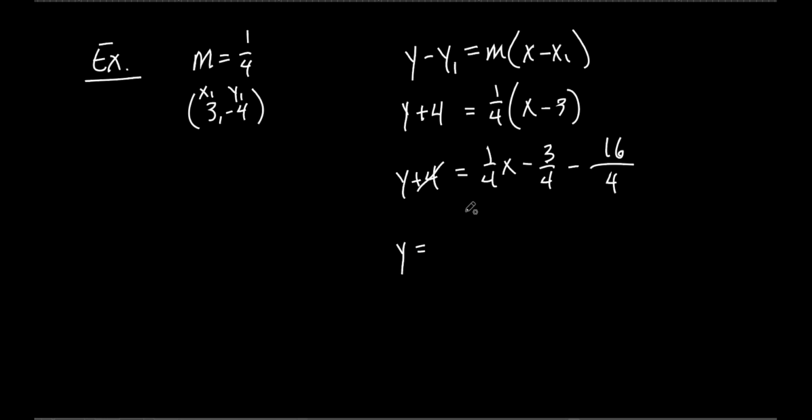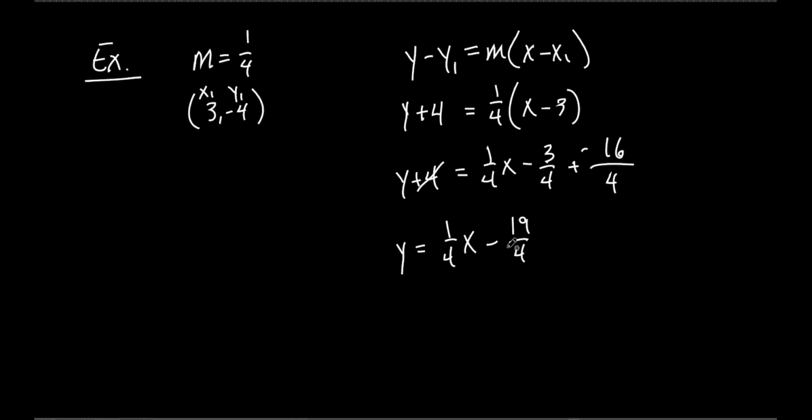Y equals, let's put the x first, so it's 1/4 x. Let's do this. It's negative 3/4 minus 16/4, which is what? Minus 19. Because you add the opposite, right? Add the opposite. It's fine, just like that.